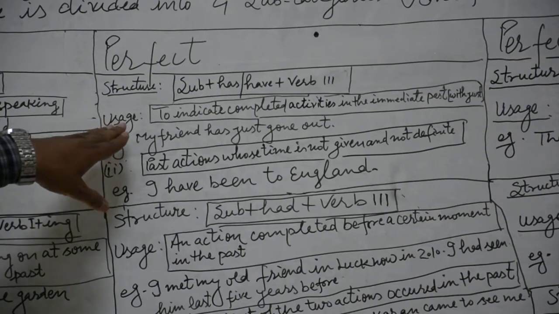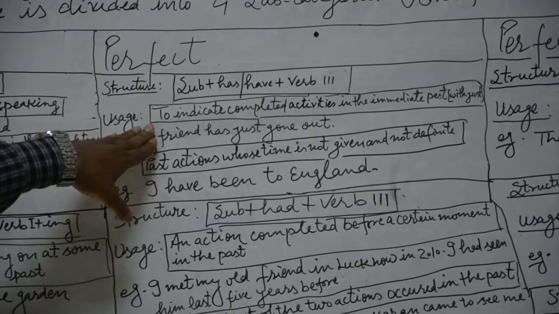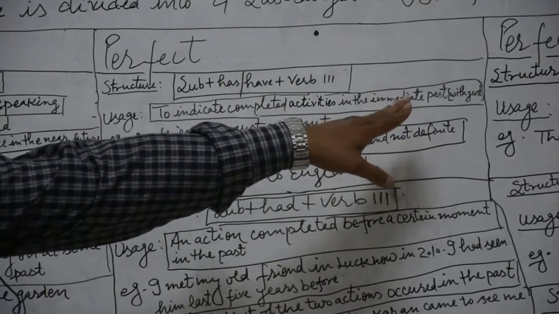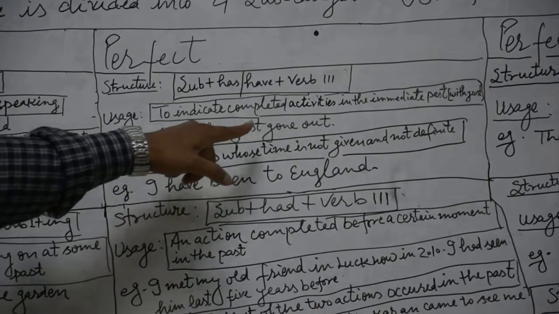This tense is used to indicate completed activities in the immediate past. It is used to show completed activities in the immediate past with just. For example, my friend has just gone out.